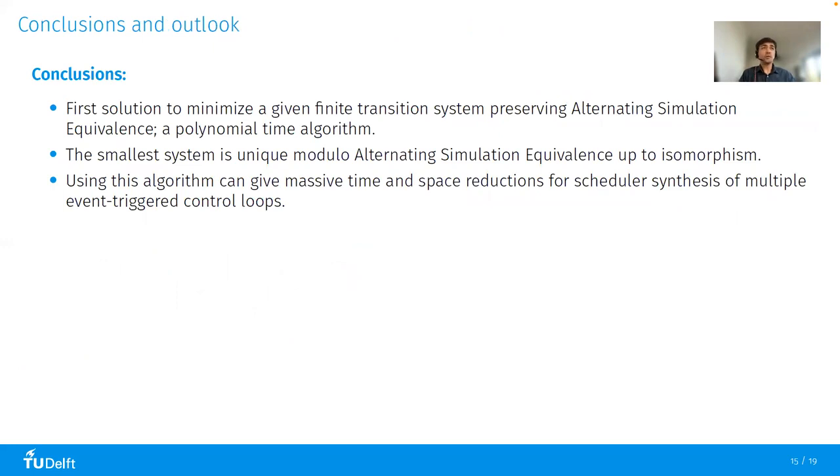And we can conclude the work. First, we propose a first solution to minimize a given finite system, preserving alternating simulation equivalence. And it's in fact a polynomial time algorithm. This is the smallest system that is unique modulo alternating simulation equivalence, up to a special type of isomorphism. We also show that using this algorithm can give massive time and space reductions for scheduler synthesis of multiple event-triggered control loops.